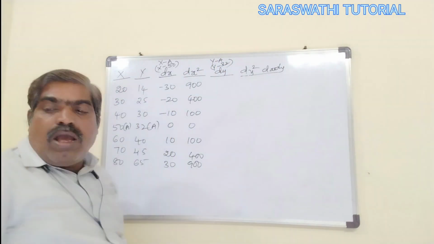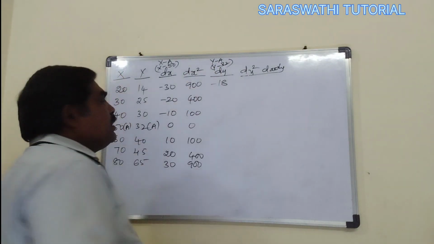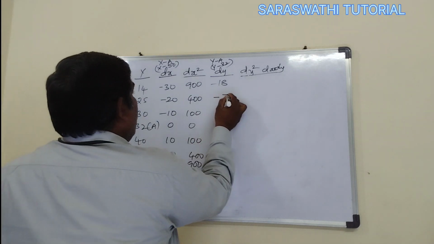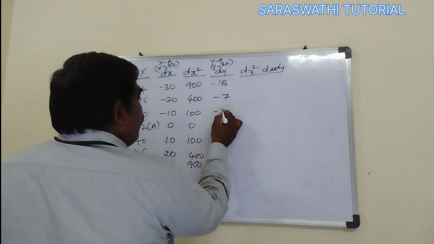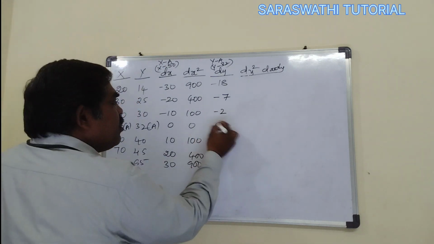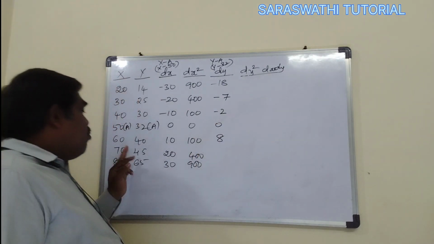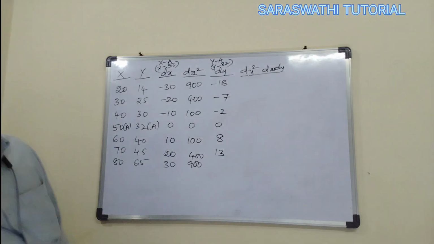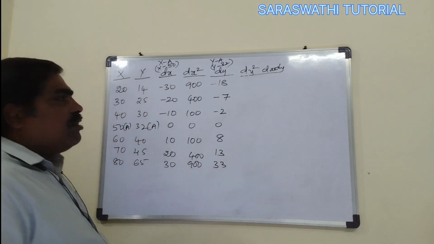Then 14 minus 32, which is minus 18. Then 25 minus 32, minus 7. 30 minus 32, minus 2. 32 minus 32, 0. 40 minus 32, 8. 45 minus 32, 13. 65 minus 32, which is 33.